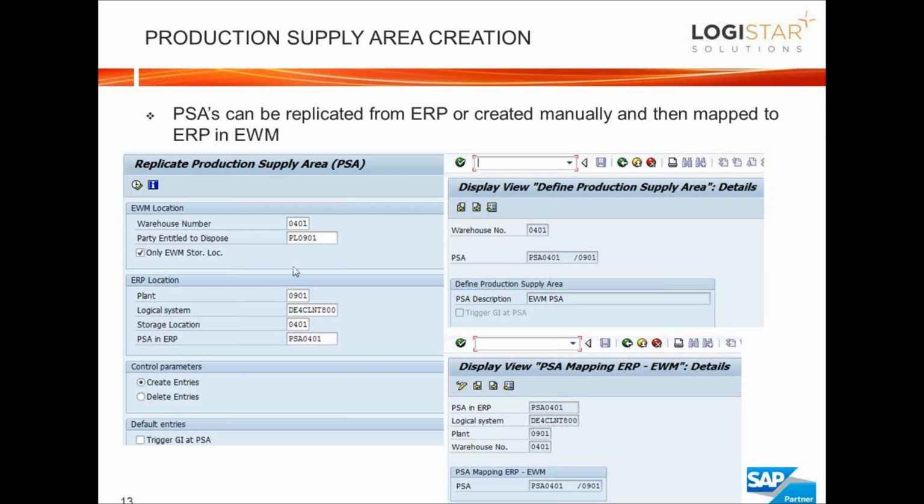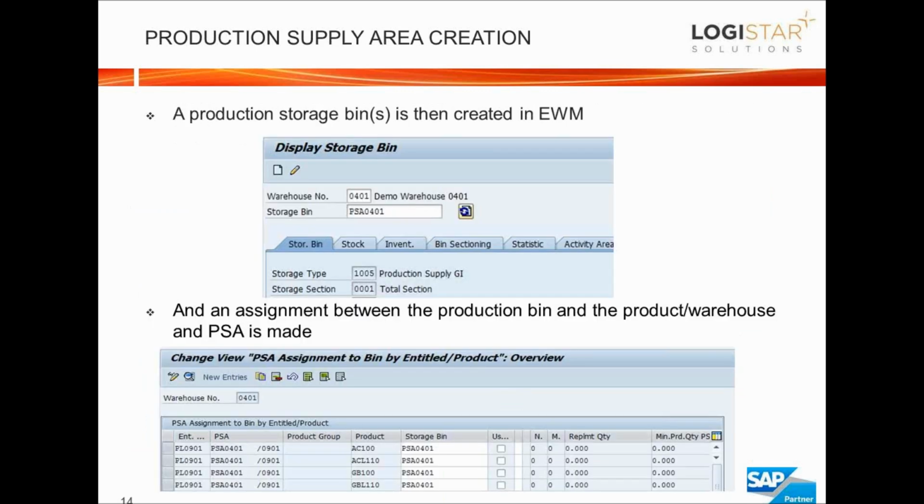That's what you're seeing on the left-hand side of the screen here. It's a program within EWM that you can execute if you already have PSAs in use today. So I can replicate those over, and they will then be defined in Extended Warehouse Management. If you don't replicate them, you can still set them up manually. And that's what the screens on the right are trying to show. So I can define the production supply area, and then I assign or map it into EWM. And that would be the process of actually setting up and defining the production supply area.